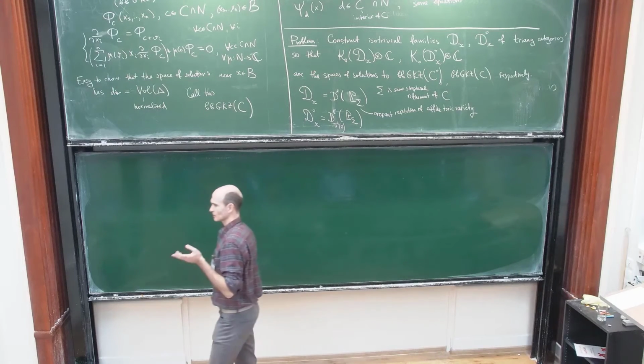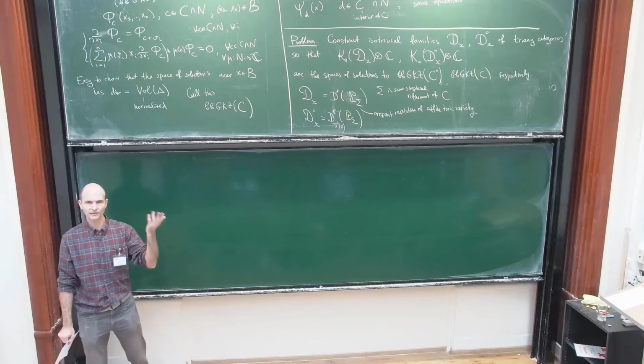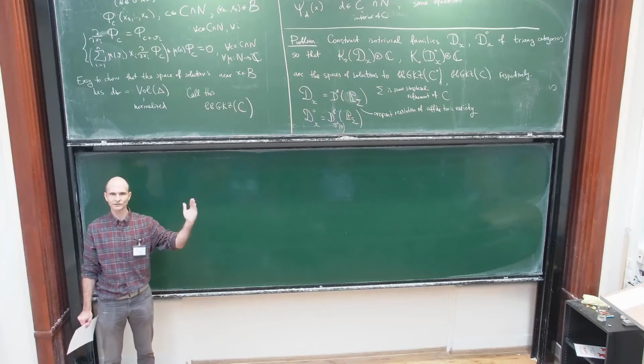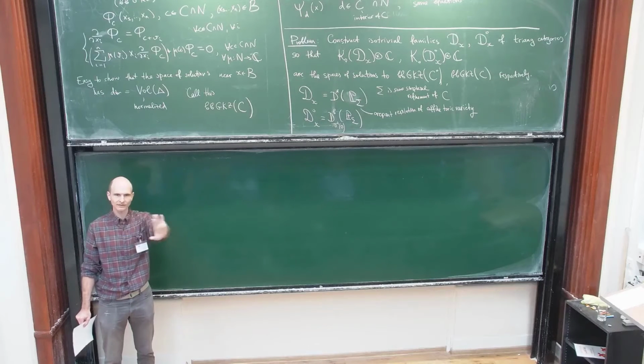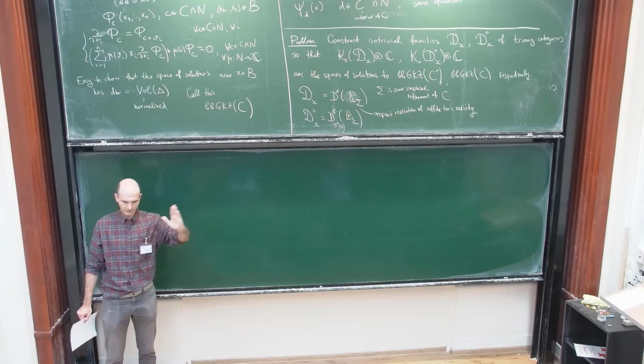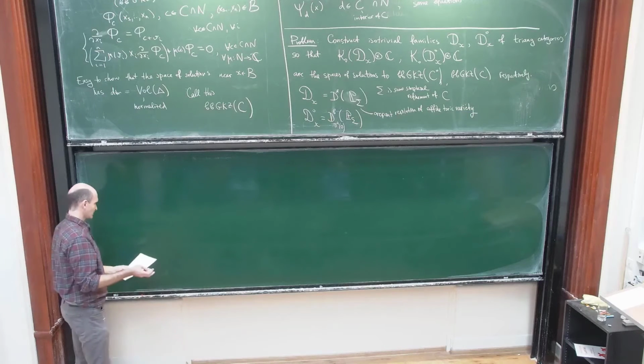So if you have this isotrivial family of triangulated categories, when you pass to K0, you're going to get this lattice, and then you're going to get the local system.